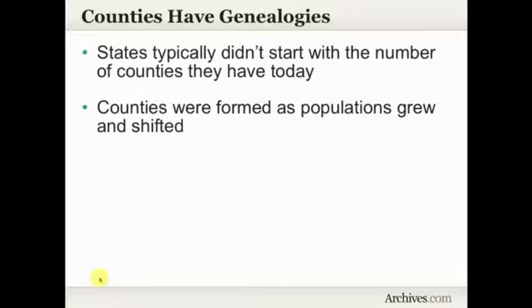Counties were formed as populations grew and as they shifted. Think for a moment about why a county even exists. It makes a smaller unit of government, and there needs to be enough people in that area to justify having an entirely new government. So it makes sense that when a state is first formed, it's not automatically populated with everybody in equal dispersion all across the state. Counties came about as populations grew and shifted, as roads improved, as treaties were formed and other areas in that state were opened up for settlement, and populations grew in new areas. Then there was the need to create additional counties. And that's what we see impacting our genealogical research: new counties popping up and being formed from other counties.